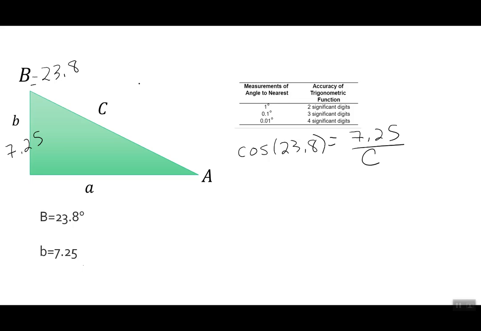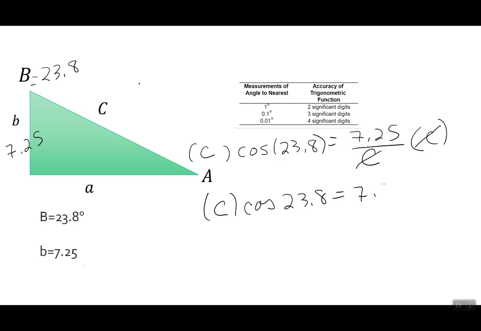So you've done this a few times now, and you should be used to the idea that we end up multiplying both sides by the denominator in the ratio. This time that denominator is C. So now the C is no longer in a fraction. I have C times the cosine of 23.8 is 7.25. But notice I don't yet have an answer. I'm going to have to divide by the cosine of 23.8.